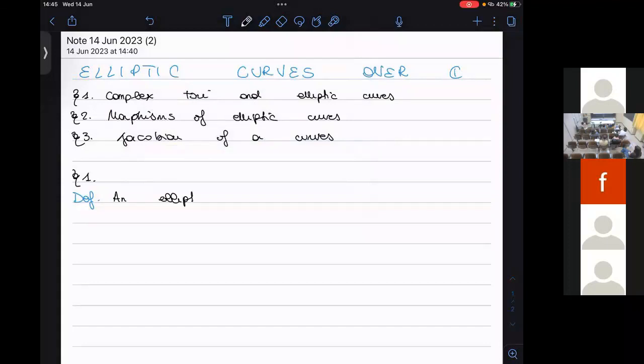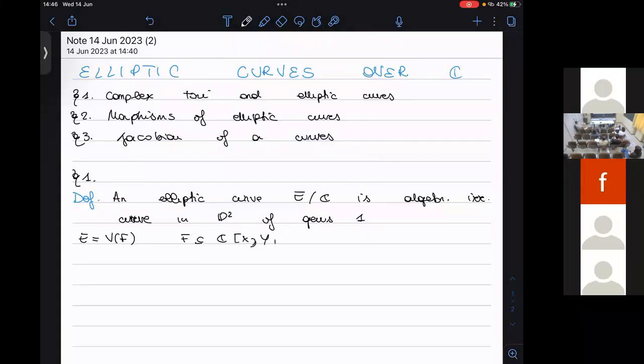So an elliptic curve, sorry for my bad writing, E over the complex numbers is an algebraic irreducible curve in P2 of genus 1. So basically an elliptic curve is the locus of zeros of a homogeneous polynomial F in these variables. A priori, it has degree d, but by the adjunction, since we assume that the curve has genus 1, we can prove that actually the degree is 3. So elliptic curves are cubic curves in P2.